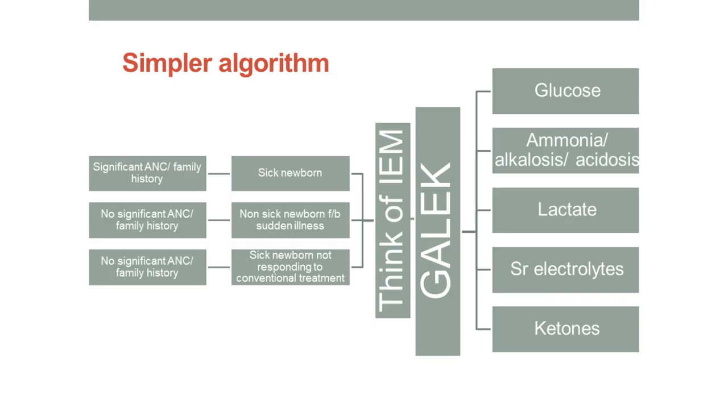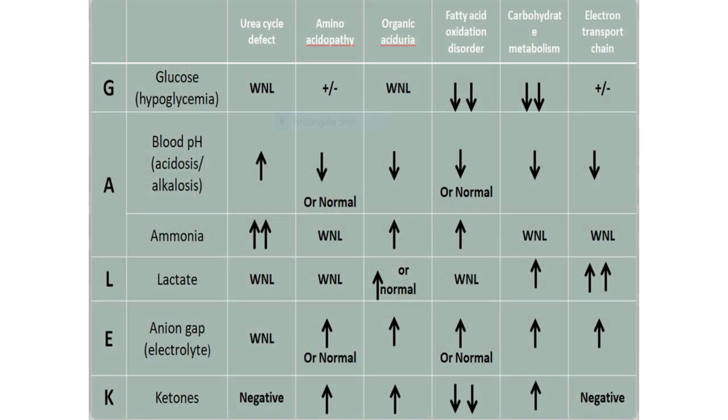GALIC is glucose, ammonia, pH, that is your ABG, lactate, serum electrolytes and ketones. So this is the chart which we usually see in most of the textbooks. You look at glucose, the episodes of hypoglycemia, whether there is acidosis or alkalosis, whether ammonia is increased or normal, lactates are increased or normal, anion gap is high or normal, and whether ketones are there in urine or not.